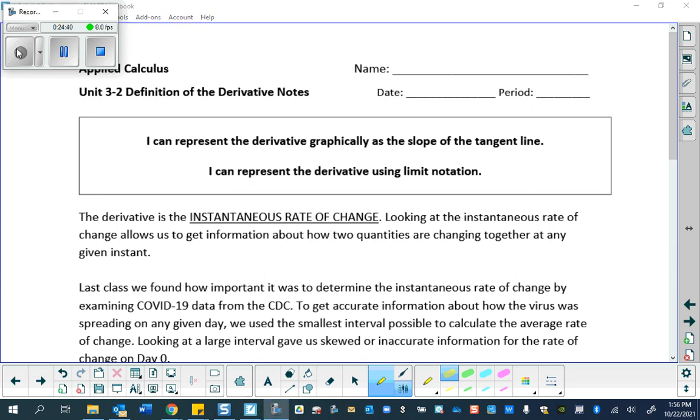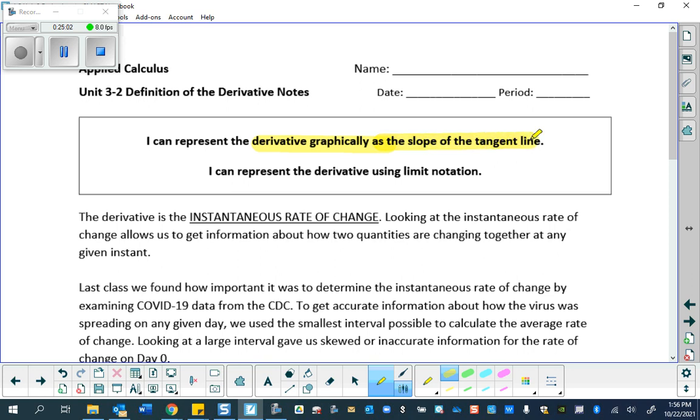All right, Veronica looks at her curve and she goes, so derivatives are just the instantaneous rate of change? Yes. But we're going to take a long way to get there today. Are you ready? I can represent the derivative graphically as the slope of the tangent line.